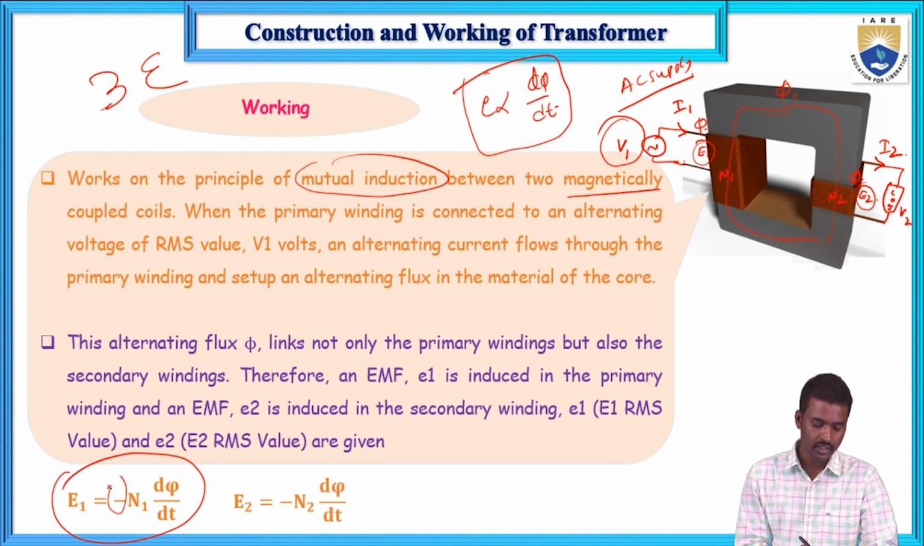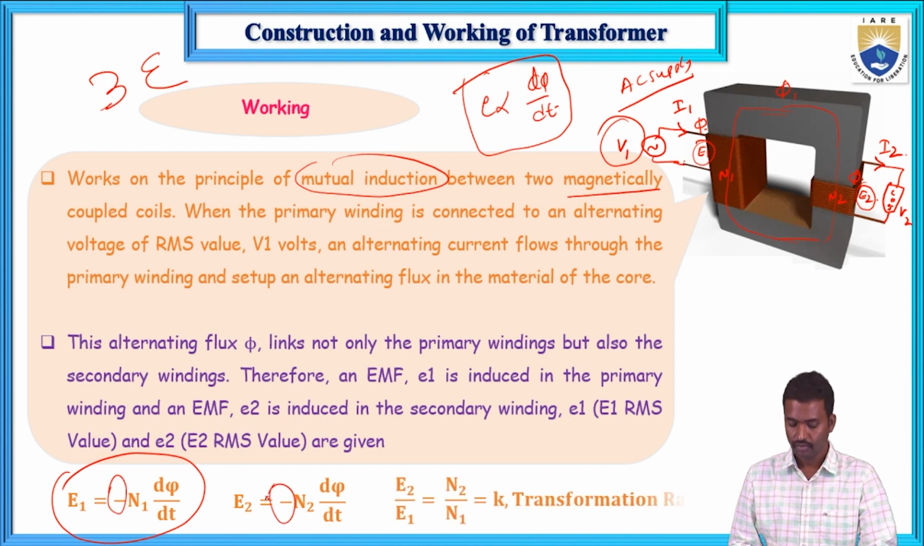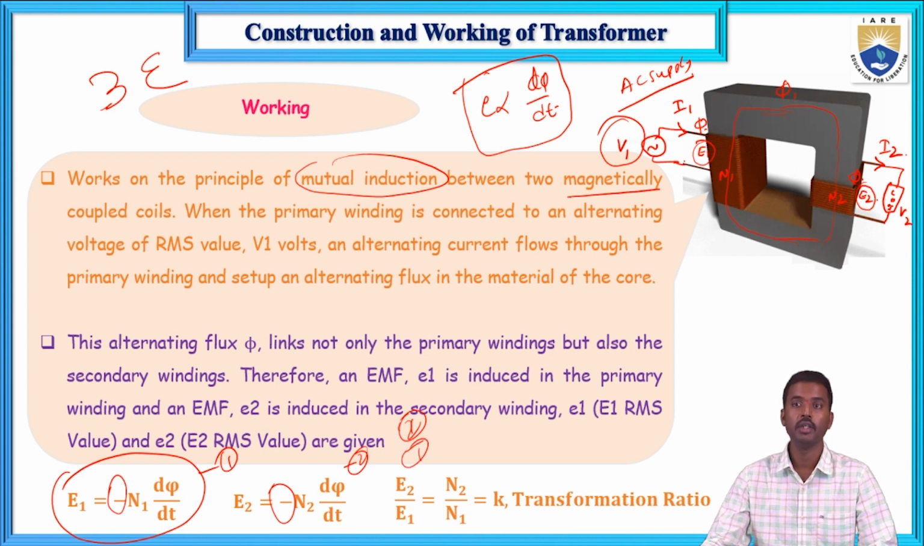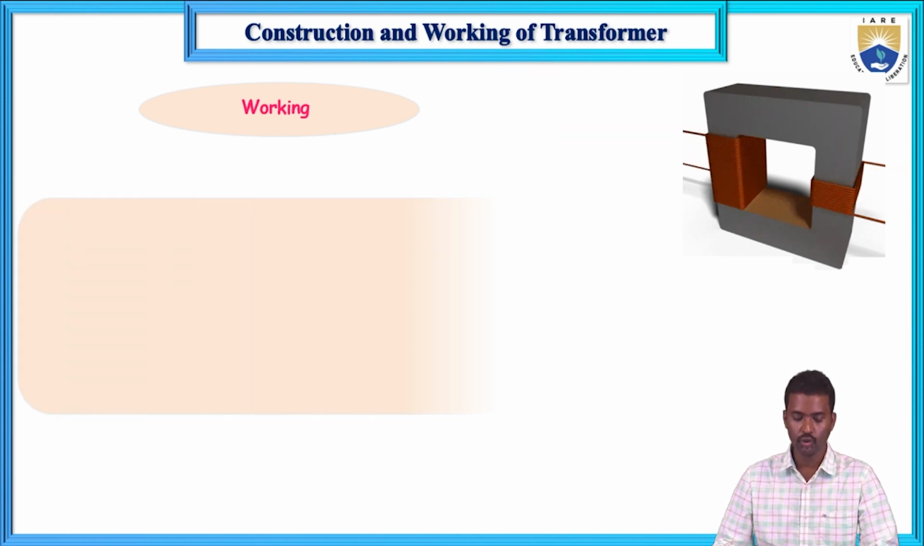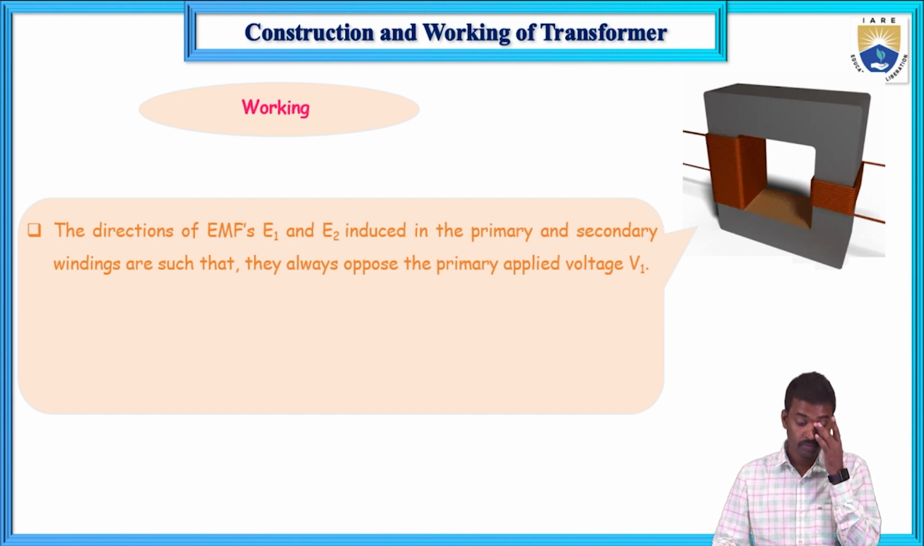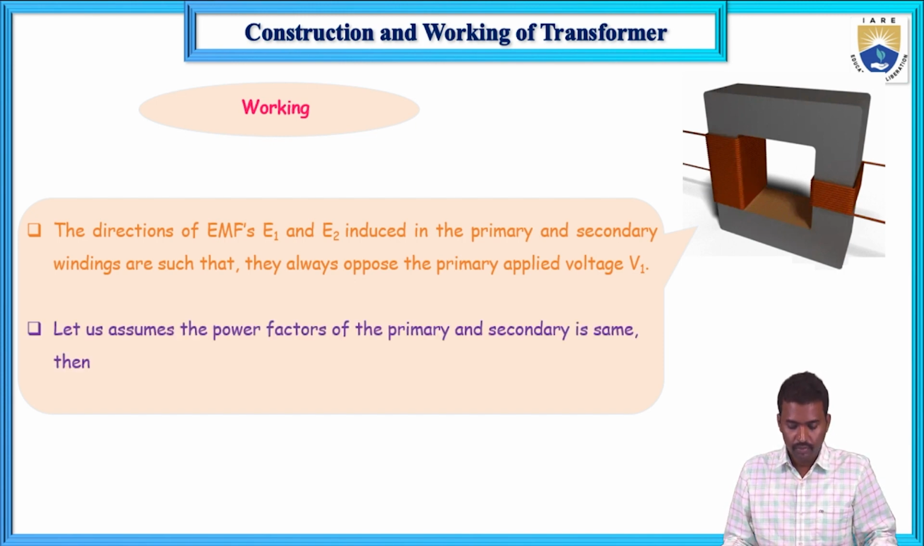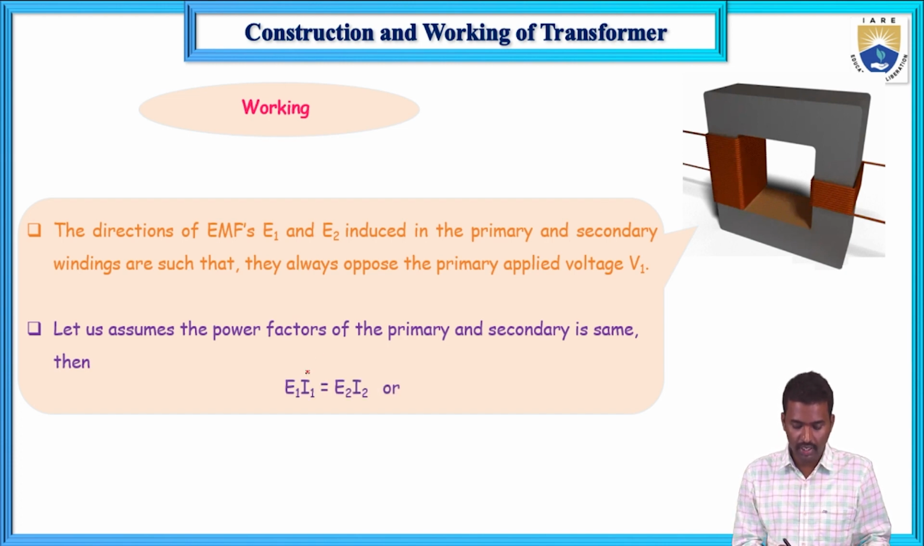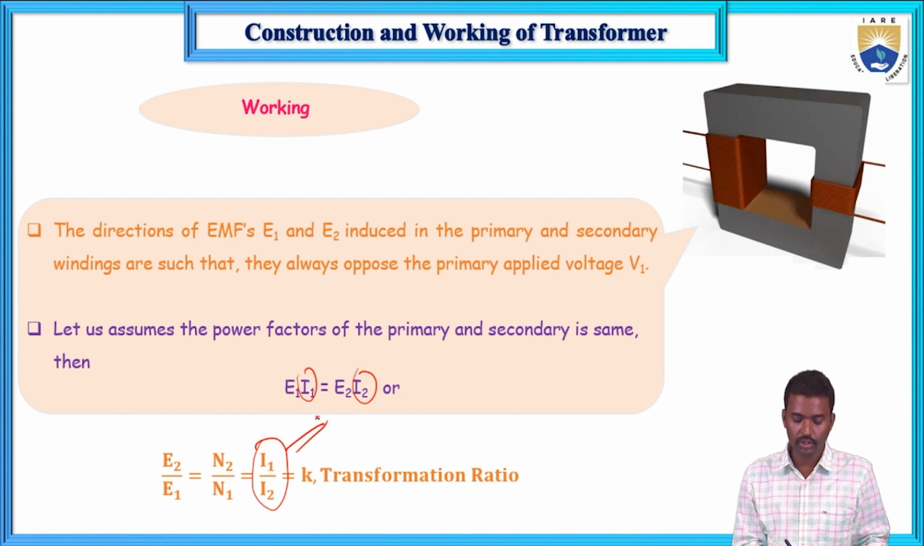Why is there a minus here? According to Lenz's law. If this is equation number 1 and equation number 2, and you do 2 by 1, you will get E1 by E2 equals N1 by N2. Both are equal to K, that is the transformation ratio. Now here E1 and E2 carry the currents, and those currents are I1 and I2. Now E1 by E2 equals N2 by N1, which equals I1 by I2. This is the most important.